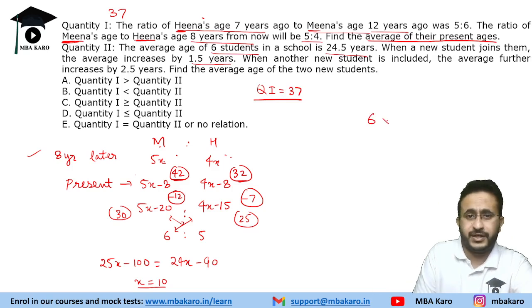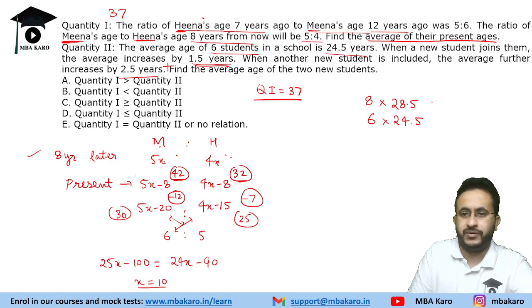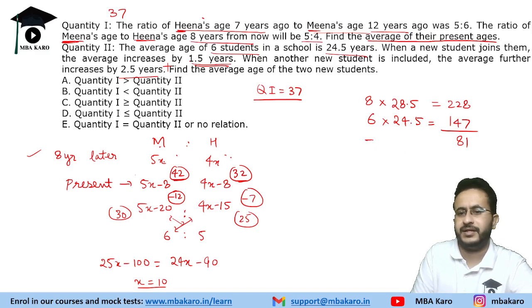So when there are 6 students, the average is 24.5. Now when two more students are added, what is the new average? First it increases by 1.5 and then 2.5. So a total increase of 4. So the new average is 28.5, right? So 28.5 into 8 is 228. 24.5 into 6 is 147. So the difference gives the sum of student 7 plus student 8.